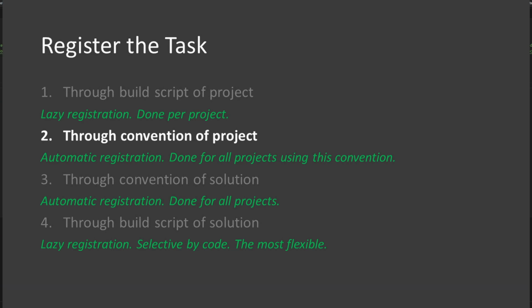The second way is to register it in the convention of the project. This gives us automatic registration for every project that uses this convention, but it denies us the opportunity to choose which project we want to register. Also, if we have multiple projects and multiple project conventions, we need to register in every convention that we want the task to be added.